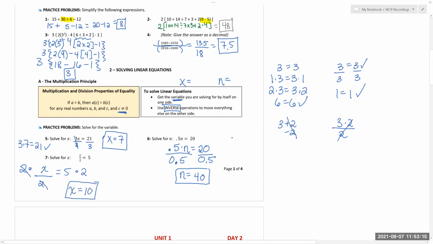All of these, I can go back and check my work. 0.5 times 40 is 20. 10 divided by 2 is 5. So multiplication undoes division and vice versa. And addition undoes subtraction and vice versa.